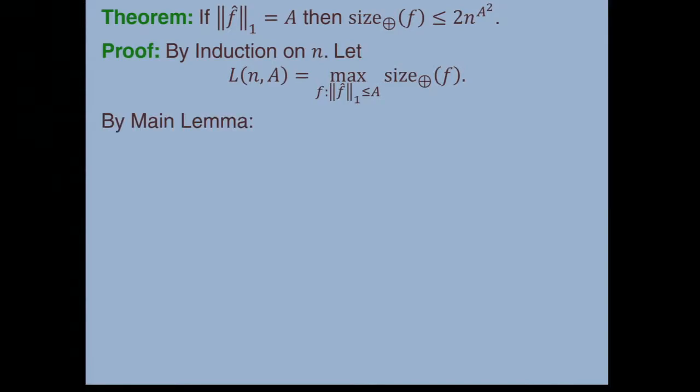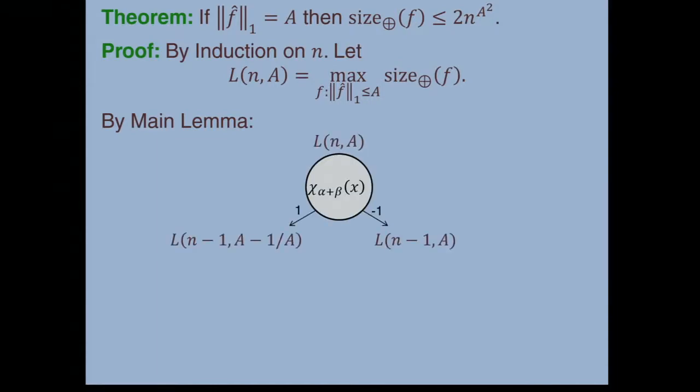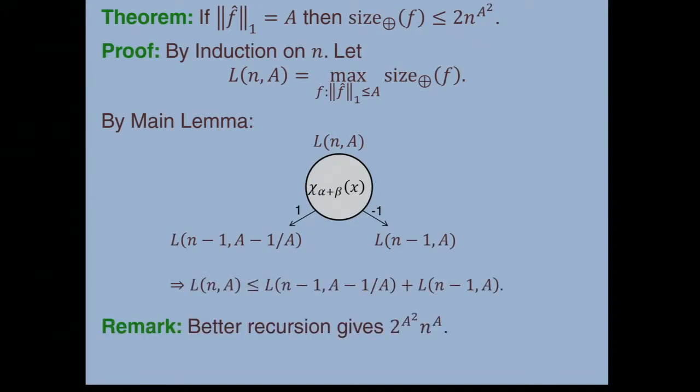So again, we use the main lemma. We consider the tree which starts by querying chi alpha plus beta. So here we have L of n and A. On this side, the spectral norm drops by at least 1 over A, and the number of variables drops by 1. And on this side, we basically assume nothing, except that the number of variables is now n minus 1. And you basically just get this recursion, and you solve it.